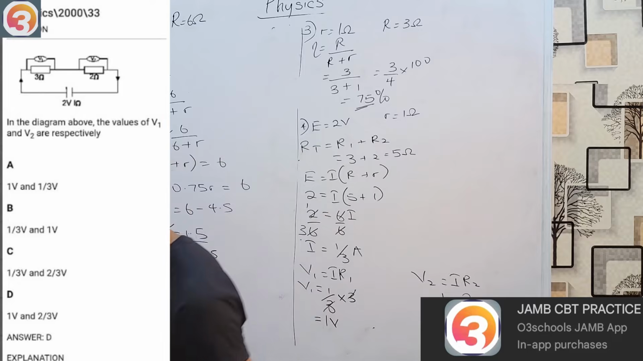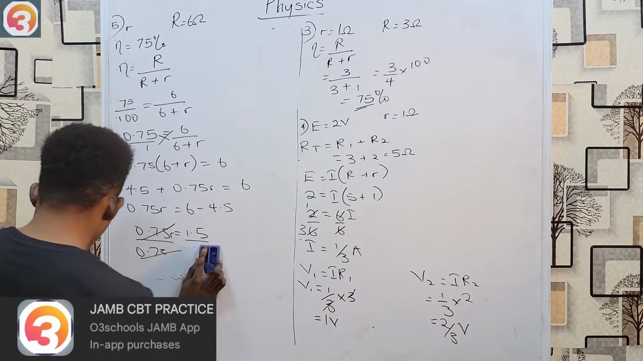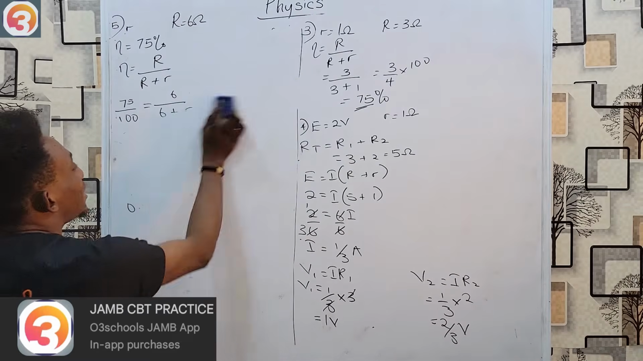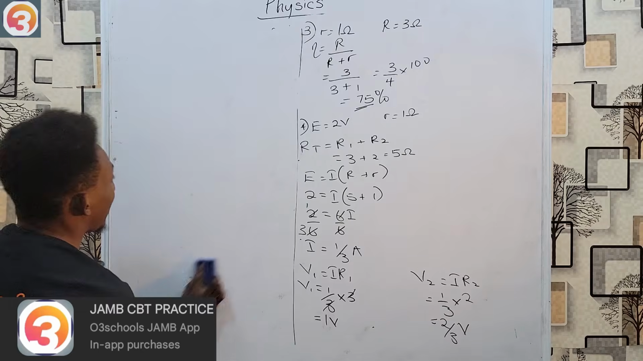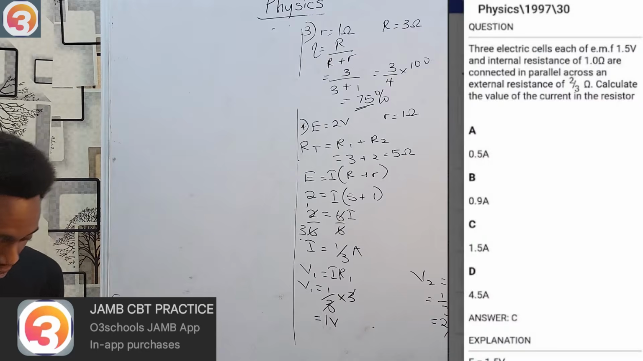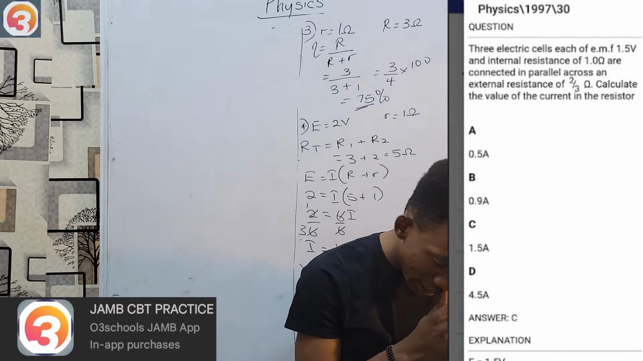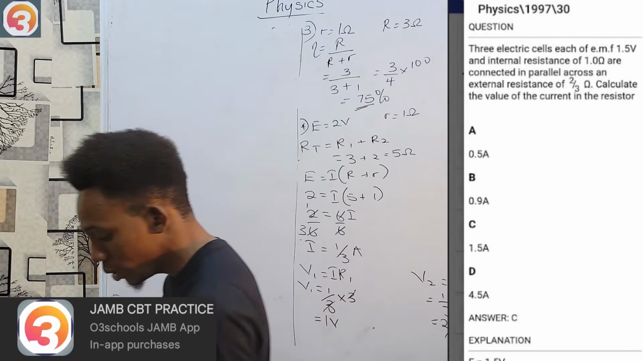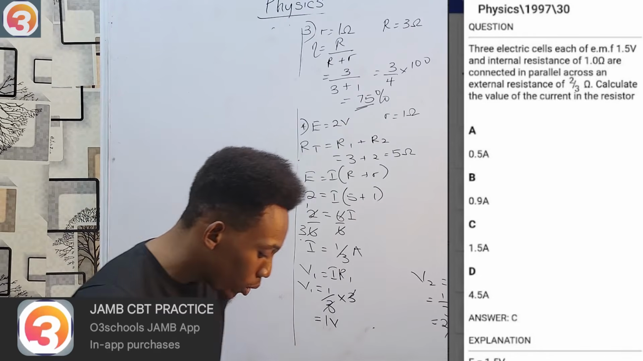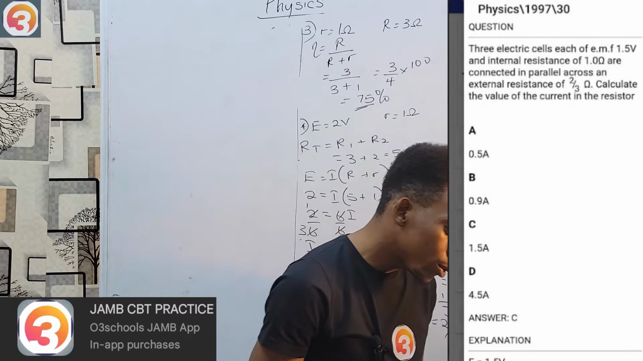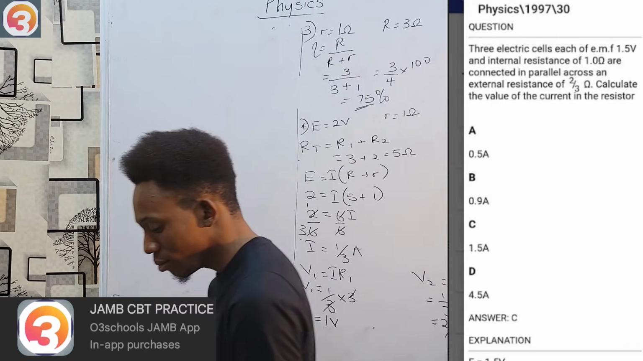Moving on, the year is now 1997, and we are looking at question number 30. Question 30 from the year 1997. This question tells us that 3 electric cells, each of EMF 1.5 volts and internal resistance 1 ohm, are connected in parallel across an external resistance of 2/3 ohms.